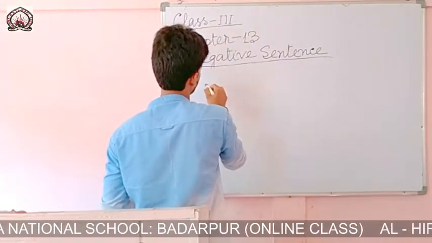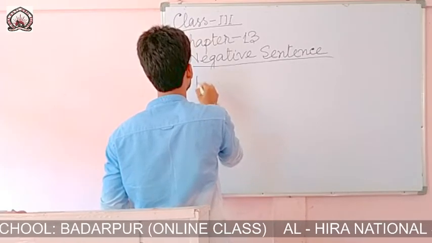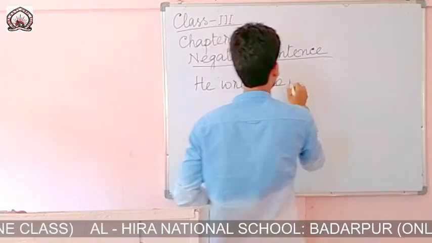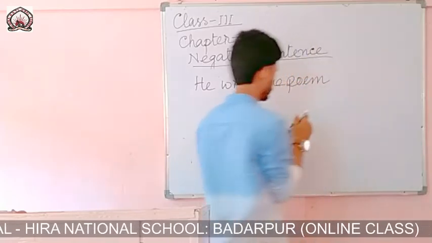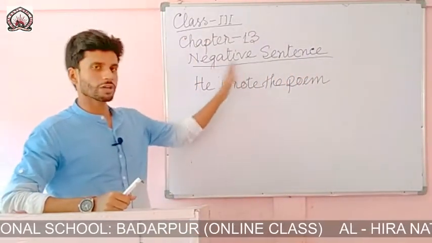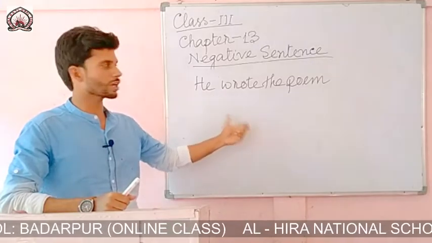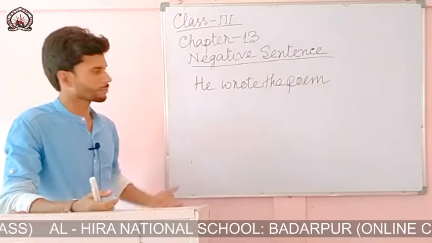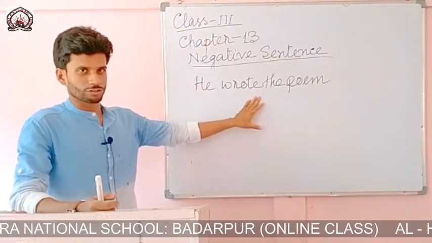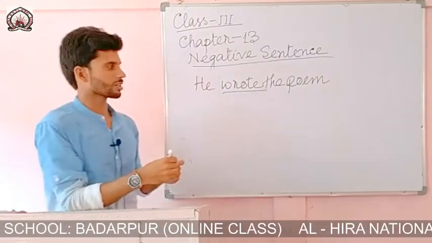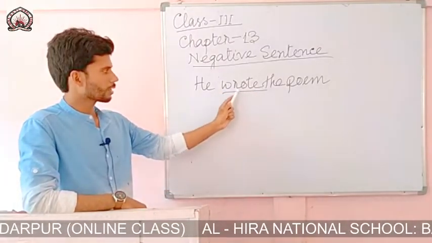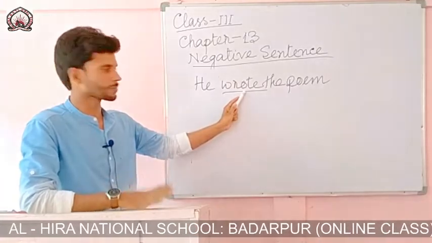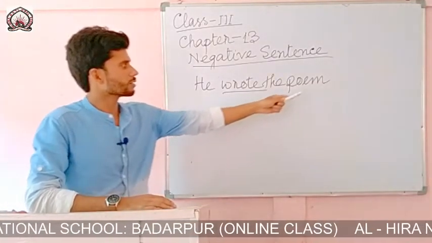If the sentence is in past tense, like: he wrote the poem. In the earlier cases, where an auxiliary verb was there, after the auxiliary verb we only wrote not, and it became negative. Here the auxiliary verb is not there, only the main verb, and the sentence is in past tense. Here you see wrote, it has come from write, it is the past tense of write. He wrote the poem.